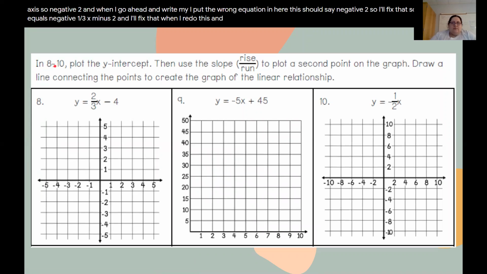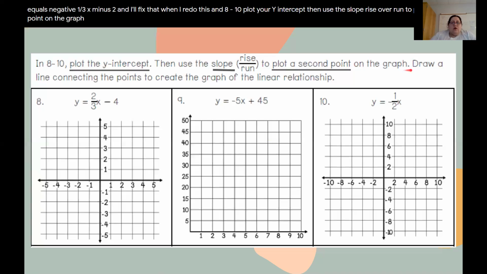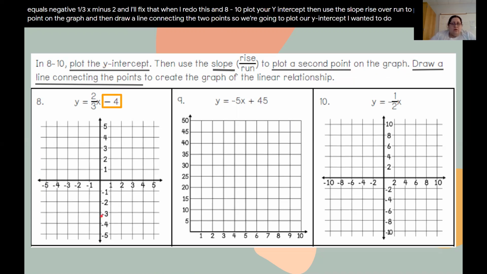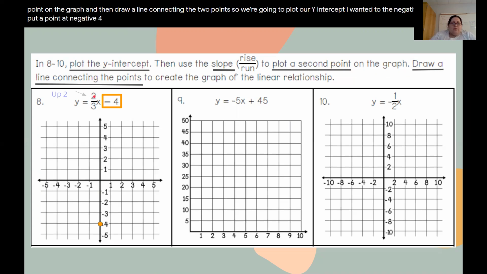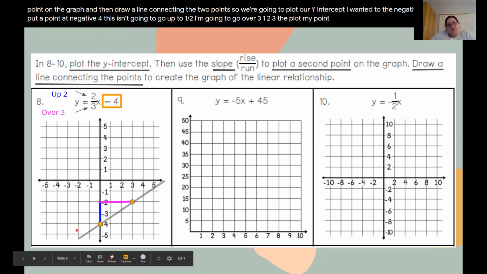Problems 8 through 10: plot your y-intercept, then use the slope, rise over run, to plot a second point on the graph, and then draw a line connecting the 2 points. So we're going to plot our y-intercept. My y-intercept is -4, so I'm going to put a point at -4. I'm going to go up 2, 1, 2. I'm going to go over 3, 1, 2, 3. I'm going to plot my point. I'm going to connect my line.